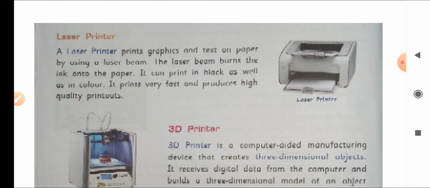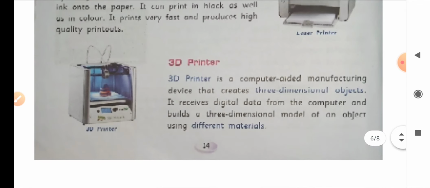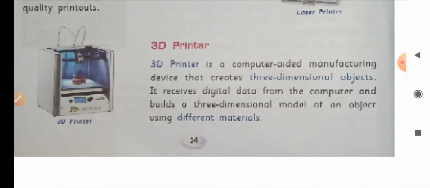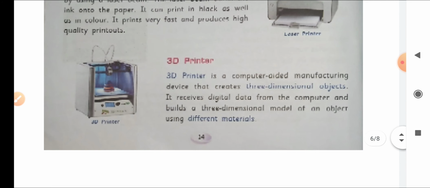The quality of the printout is very high. Now we'll see our next printer, that is the 3D printer. A 3D printer is a computer aided manufacturing device that creates three-dimensional objects. It receives digital data from the computer and builds a three-dimensional model of an object using different materials.